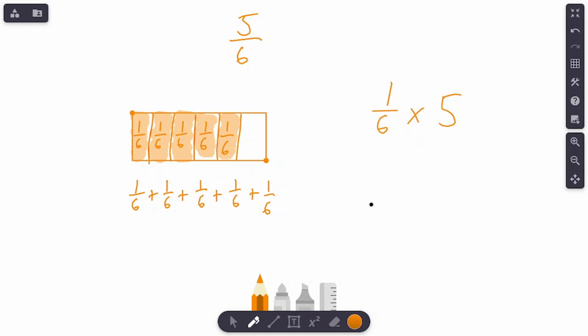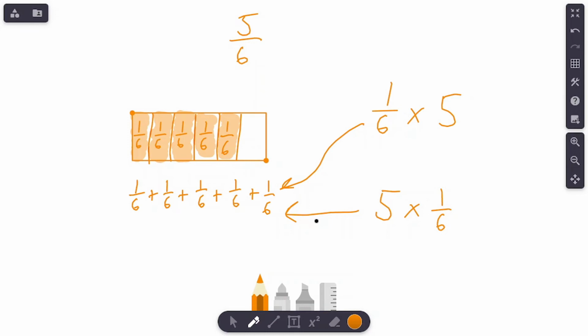The other way you could say it is how many sections do we have that we have represented here out of this whole? We've got 1, 2, 3, 4, 5. So we've got 5 times each section represents 1/6, and there you go. Again, either of these multiplication expressions still represents repeated addition.